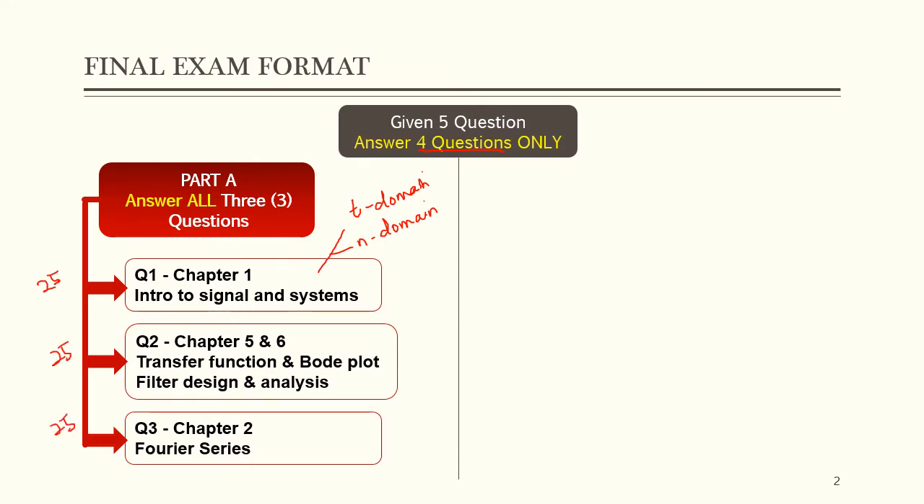All right, so the second question, also a compulsory one, is from chapters 5 and 6. Chapter 5 is the transfer function and plot, and chapter 6 is filter design and analysis. So either the question begins with filter analysis followed by transfer function, or the other way around. Again, question 2 is compulsory. You must answer questions 1 and 2.